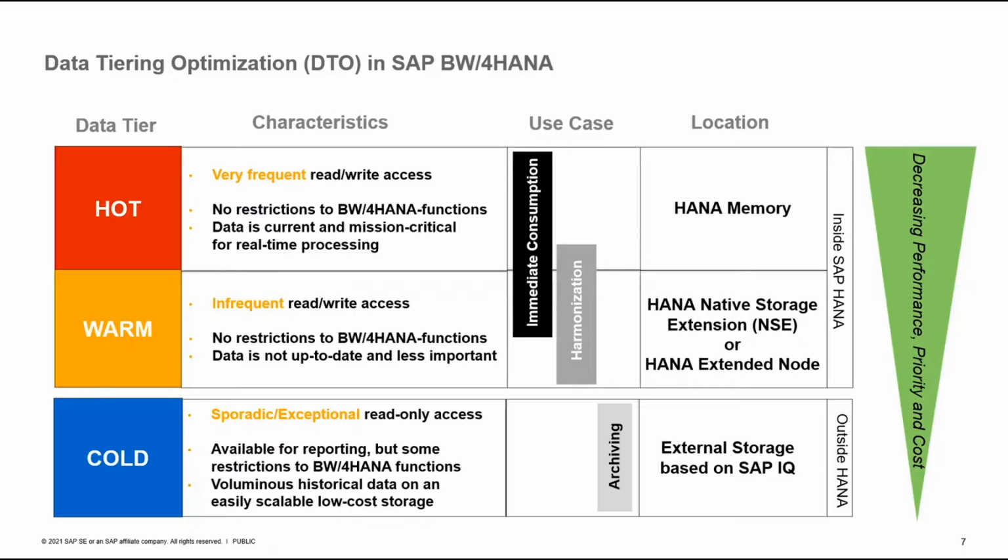Finally, the cold tier is for very exceptional access only. Normally it's read only, so the data is not to be updated anymore, although if required, there are functions to do that. It's still available for reporting. That's the focus on the functions and features. And the focus is to archive the data, historical data, on an easily scalable low-cost storage. In our case of data tiering optimization, this is the cold store or external storage based on the SAP IQ database.